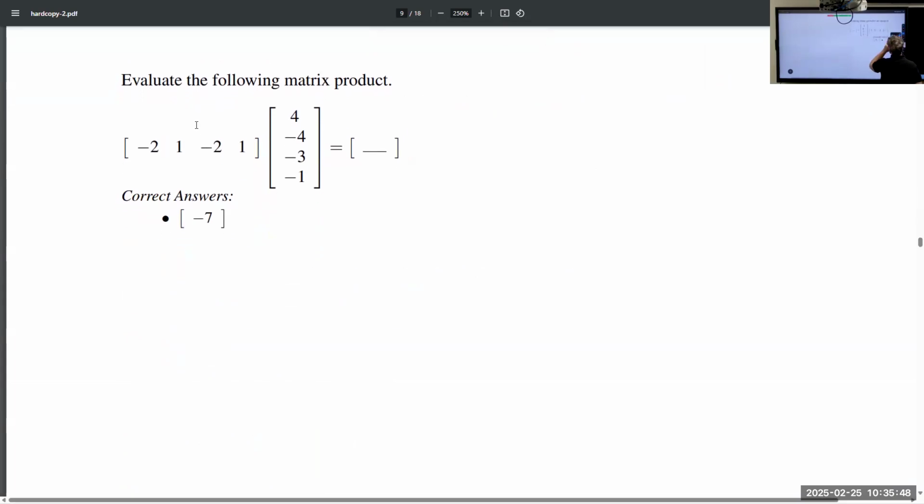This one would be 1 by 4, and this one would be 4 by 1. So can we do this? I think so: 1 by 4, 4 by 1. The inner dimensions are the same, so it'll output a 1 by 1. So this will be the result. It's going to give me a 1 by 1.